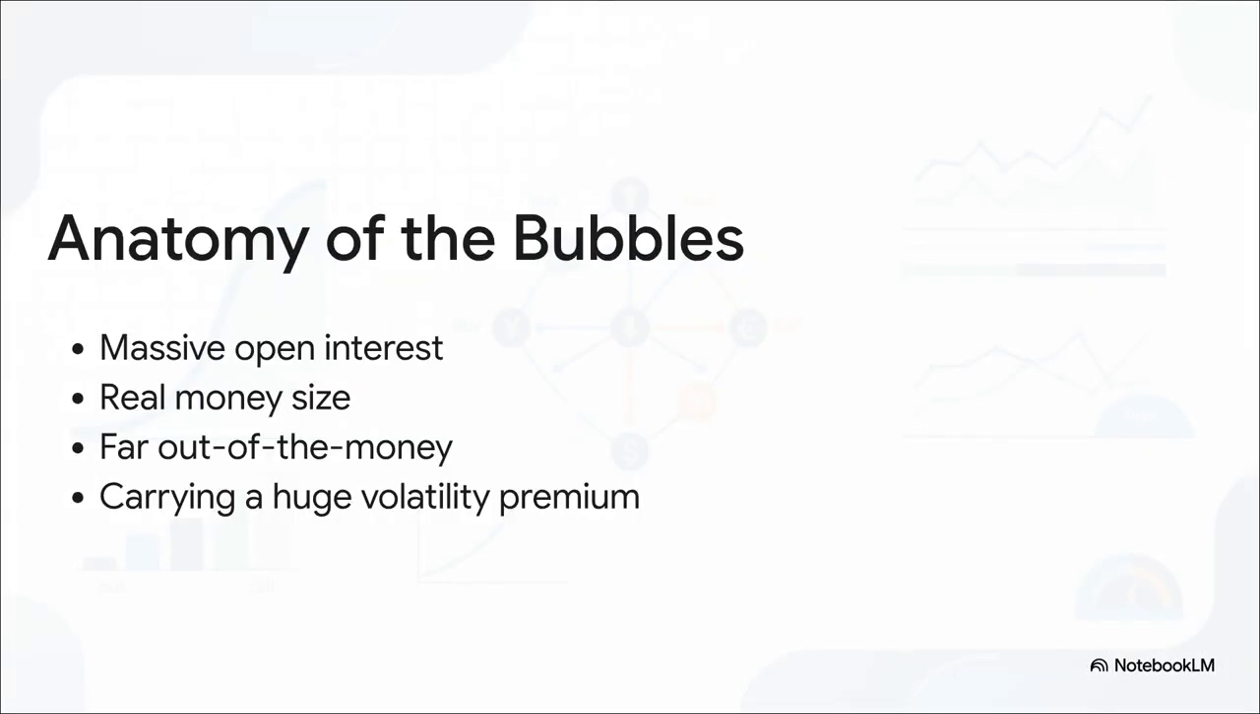So what is the actual anatomy of these bubbles? Well, the bubble's size represents open interest. When you get a massive bubble out at that 0.65 to 0.70 delta mark, it's a glaring signal that there is serious, large, real money size sitting out there. These traders were positioned far out of the money, and they were willing to pay a huge volatility premium just to be there. Make no mistake, this isn't your everyday hedging. This is massive, highly speculative positioning, and it was anything but small.